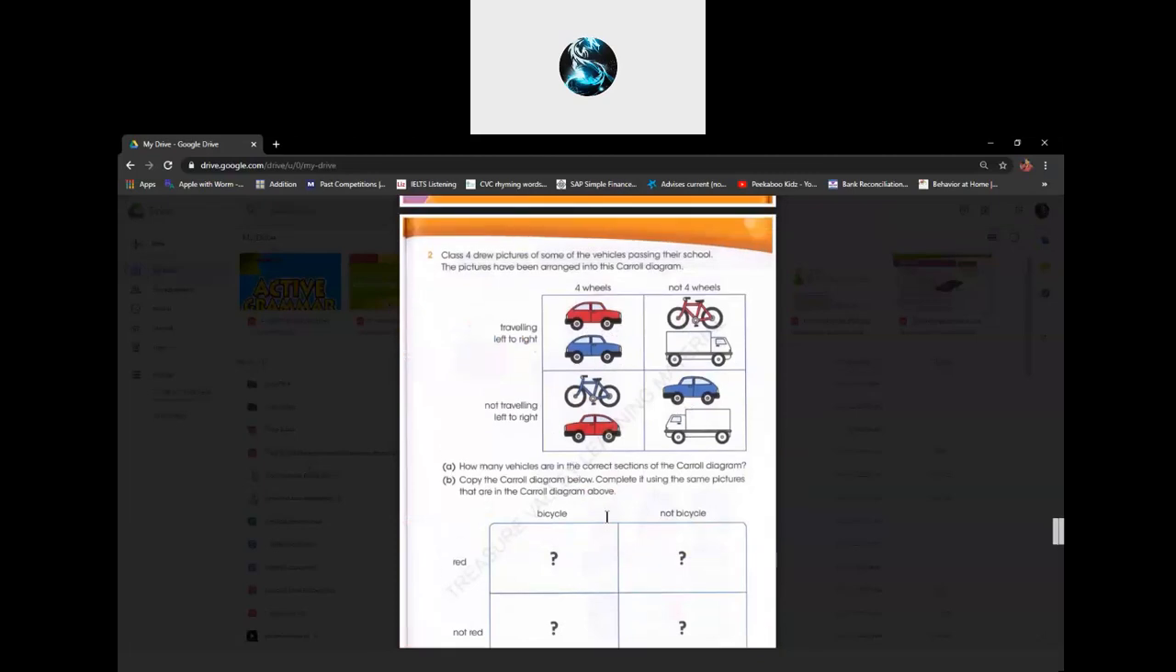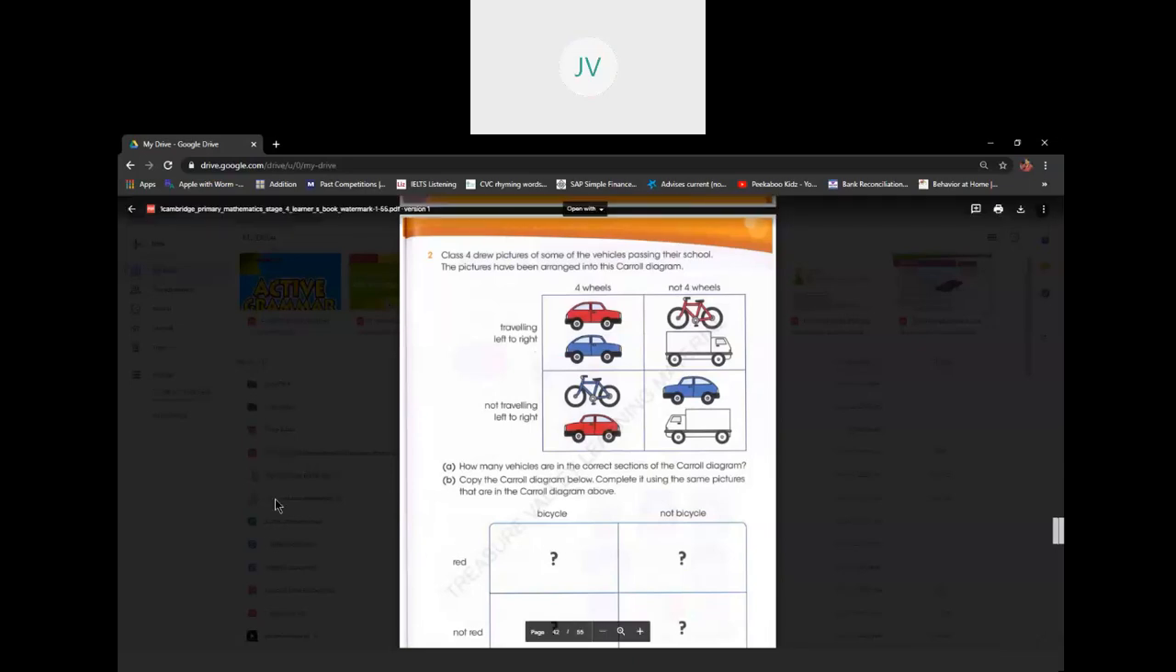Okay. This page will be done by Johnny. So, 2. Class 4 drew pictures of some vehicles passing their school. These pictures have been arranged in a Carroll diagram. A, how many vehicles are in the correct section of the Carroll diagram?